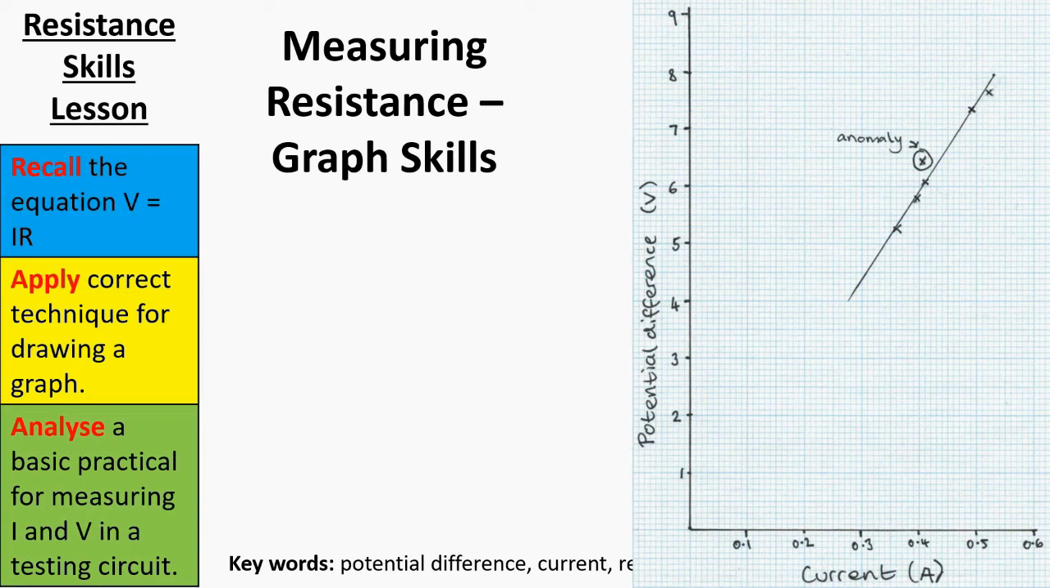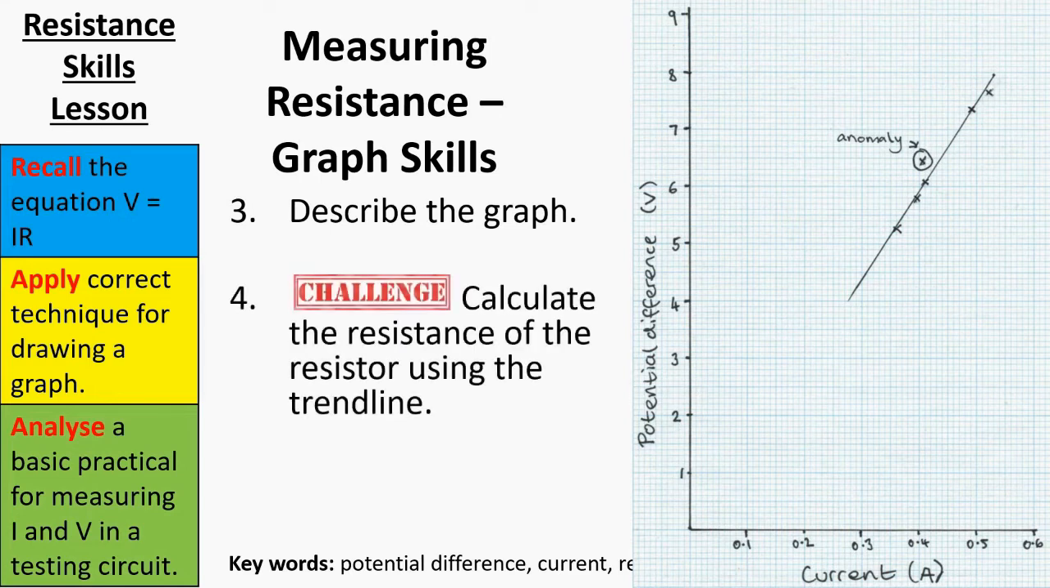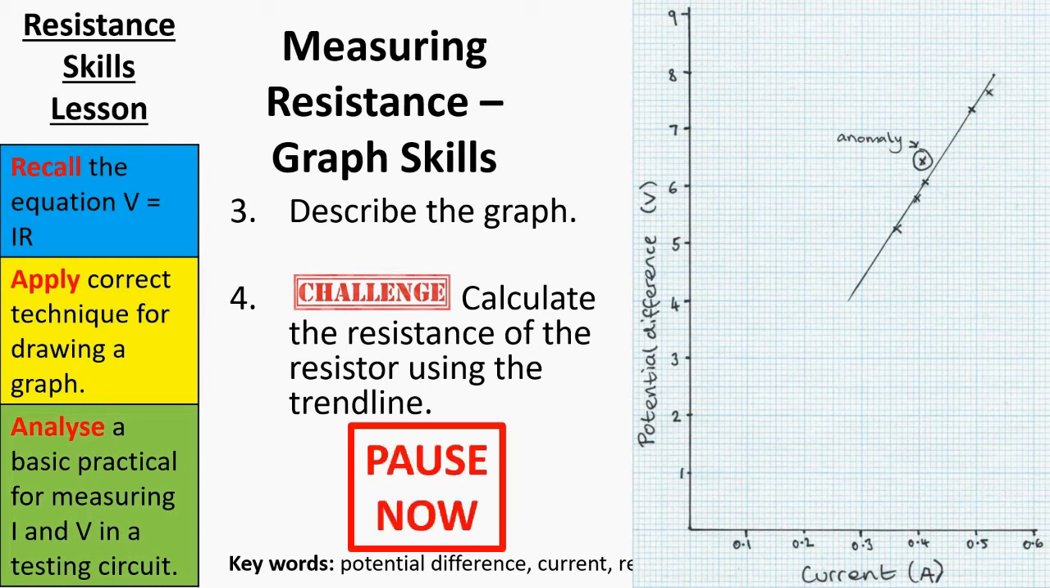So let's move on to the final few tasks. Number 3, I would like you to describe the graph that you have in front of you. And for task 4, which is your challenge task, I would like you to calculate the resistance of the resistor using the trend line that you've just drawn. Pause the video now, have a go at those 2 final tasks, and when you're ready to find out the answer, press play.